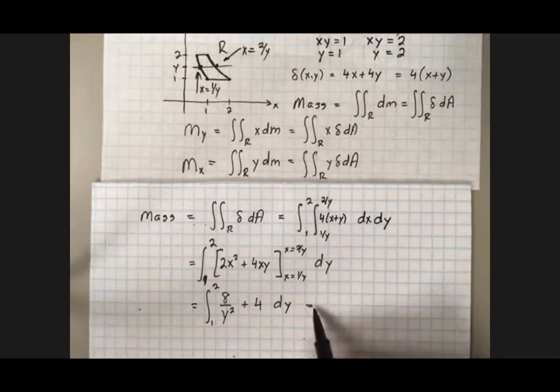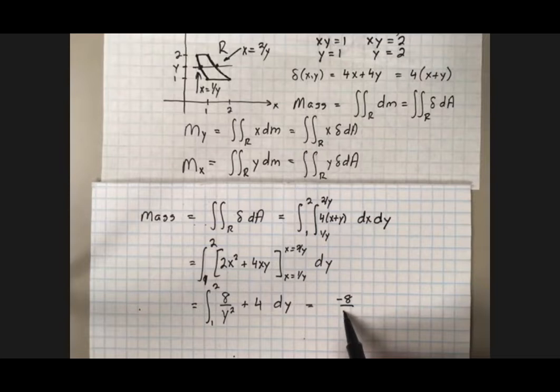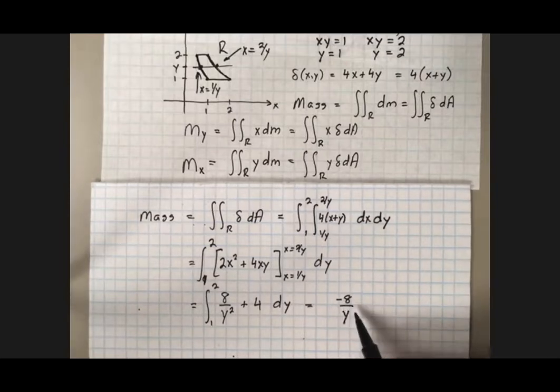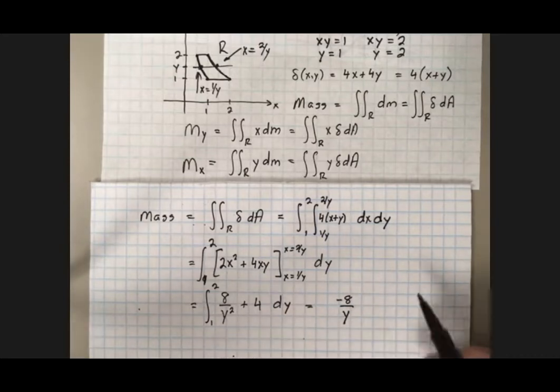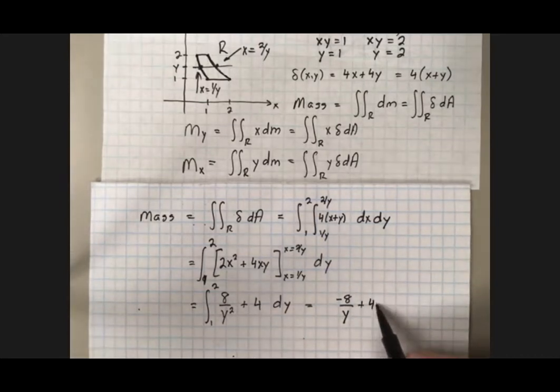So where does 8 over y squared come from? It comes from 8 over y, negative. If you want to render this as negative exponents, that's fine with me. But remember that when you differentiate y to the -1, you get minus y to the -2. So that would produce the 8 over y squared. And then you get 4y. And then I evaluate that from 1 to 2.